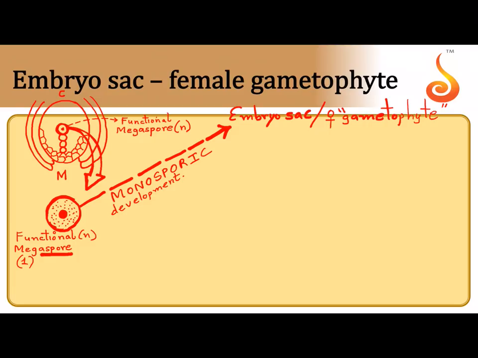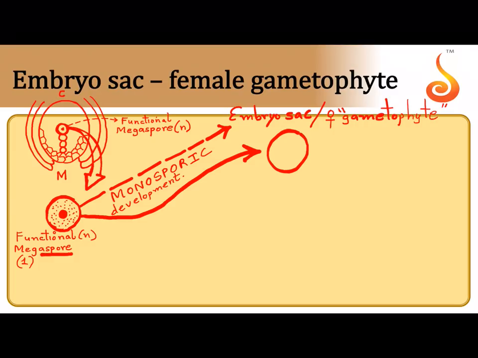Okay, now let us see how the development happens. I am going to take an arrow from here and divert your attention to the top of the slide. Let us make judicious use of the space available. So this megaspore is now going to undergo a series of 3 mitotic divisions, but only the nucleus divides. So let us see what happens. Now this megaspore has become slightly bigger in size. It has 2 nuclei now.